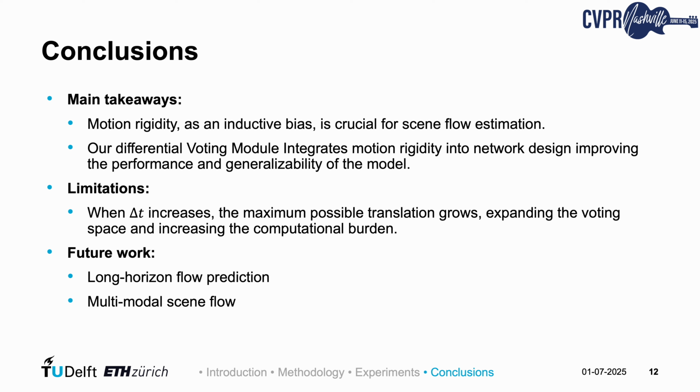Here are the main takeaway messages. Motion rigidity, as an inductive bias, is crucial for scene flow estimation. Integrating motion rigidity into network design improves the performance and generalizability of the model. Current voting space resolution constrains our ability to capture long horizon motion. Future directions include designing mechanisms for long horizon rigid motion encoding and incorporating multimodal data to further improve scene flow prediction.